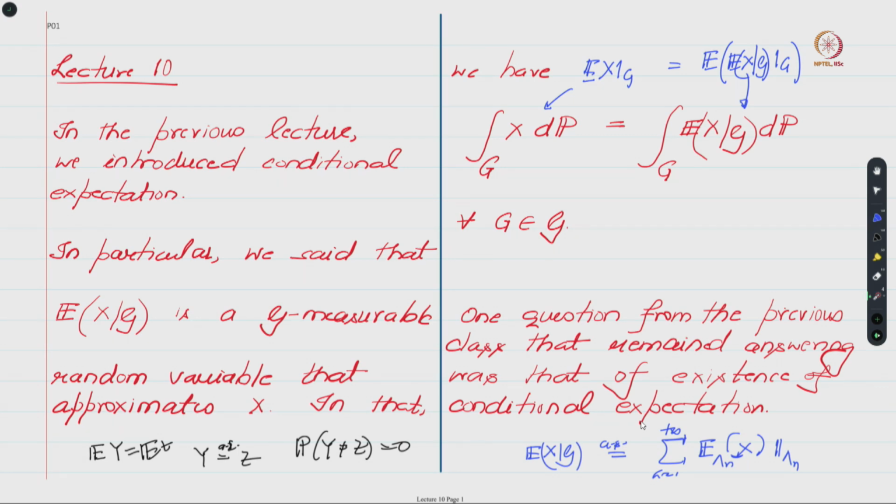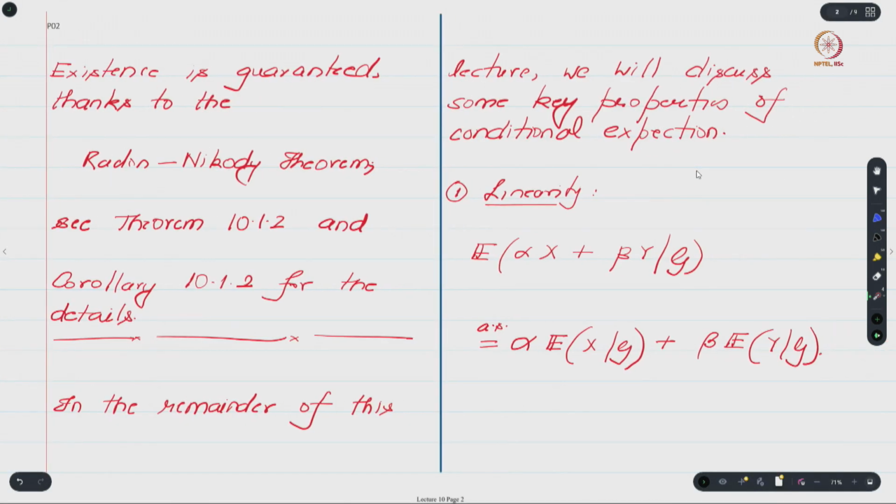There was another question that remained unanswered from the previous class, which is that of why should such a conditional expectation exist, right? So conditional expectation, recall, is a random variable which is G measurable and satisfies these two properties. So why does such a random variable exist?